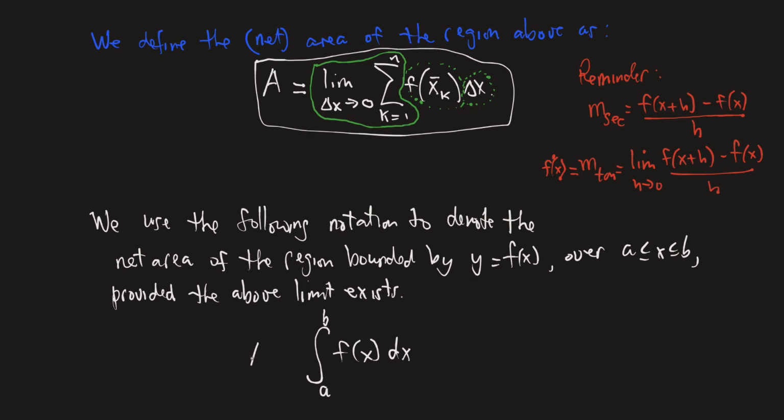So now, I'm going to put my A equals, we'll put that right there. And again, the A here is representing the net area, and this is the notation that we will use, right? And this whole thing together is called a definite integral, right? So this is called a definite integral.